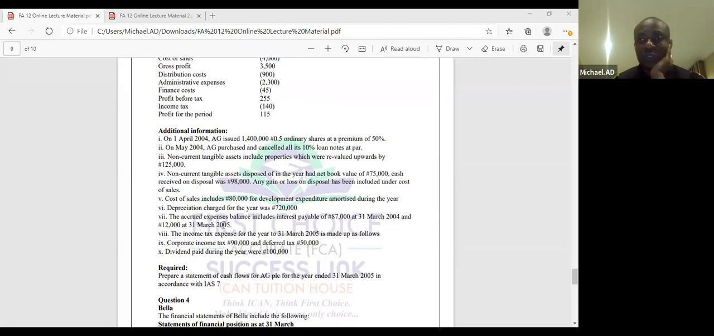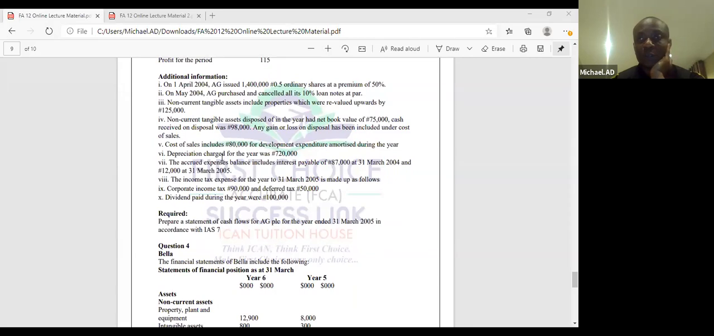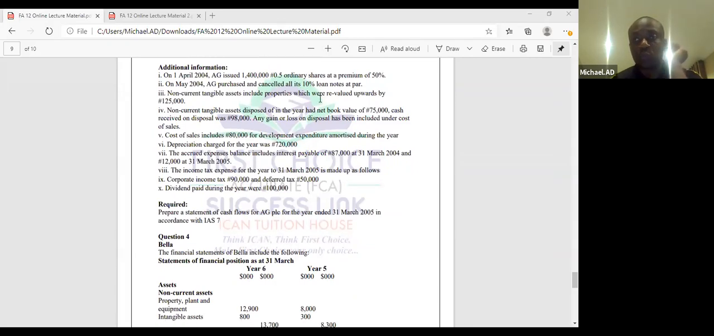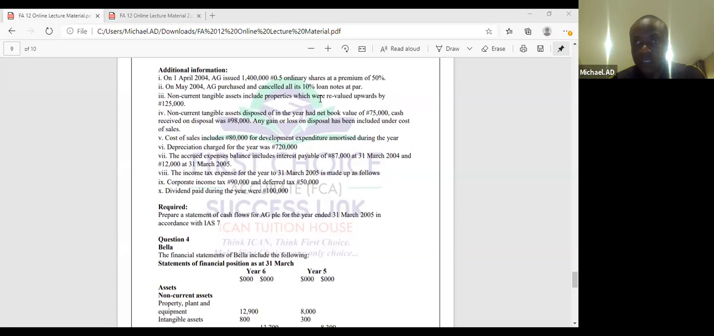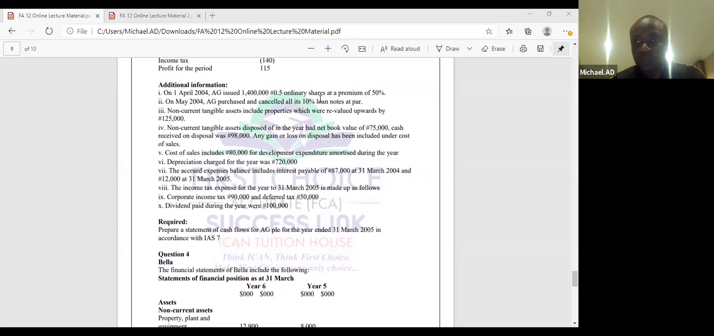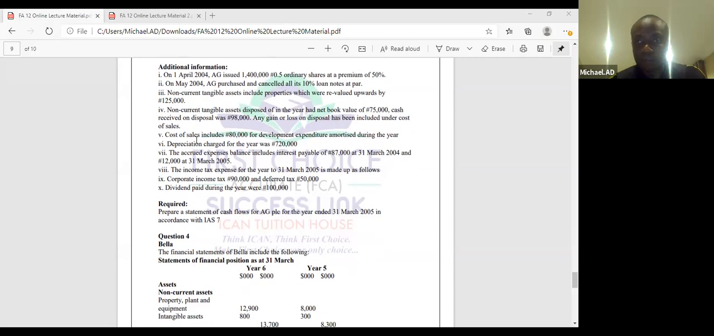April 1st, AG issued 1.4 million 0.5 ordinary share capital. On May 2004, AG purchased and canceled all its 10% loans per share. Non-current tangible assets include property, which were revalued upward by 125. Non-current assets.